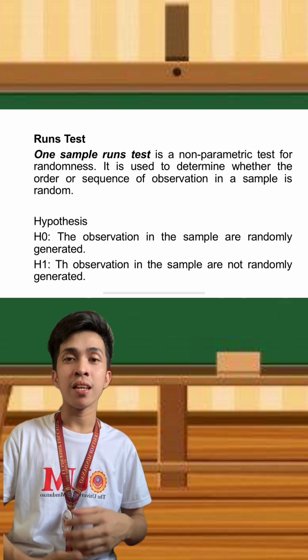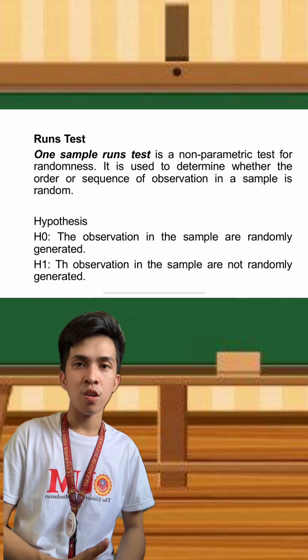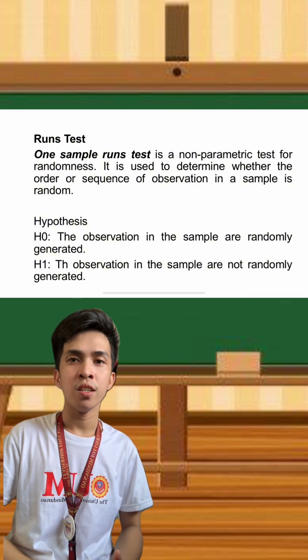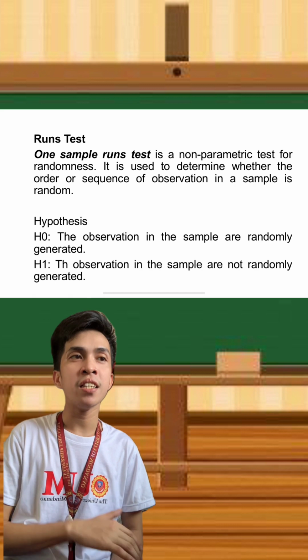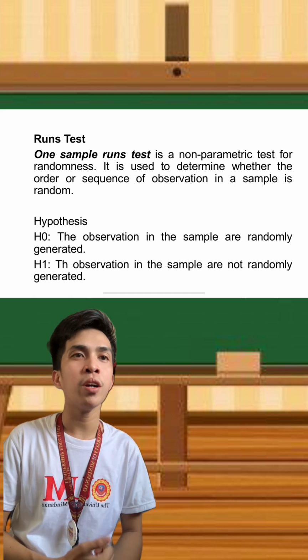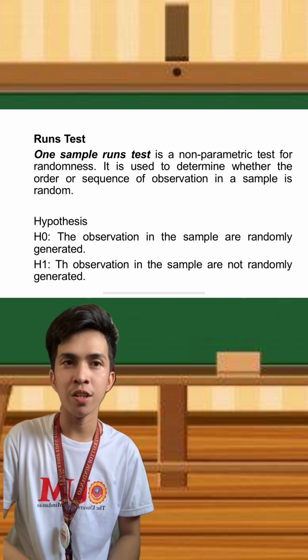So today I'm discussing statistics, particularly the runs test. First we need to define what the runs test is. The runs test is also known as the one-sample runs test. It is a non-parametric test for randomness. It is used to determine whether the order or sequence of observations in a sample is random.